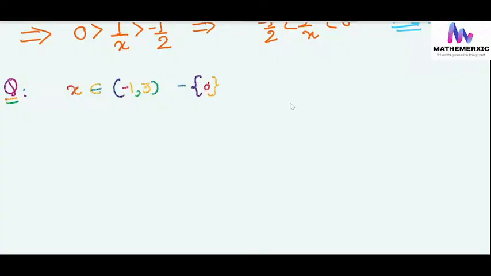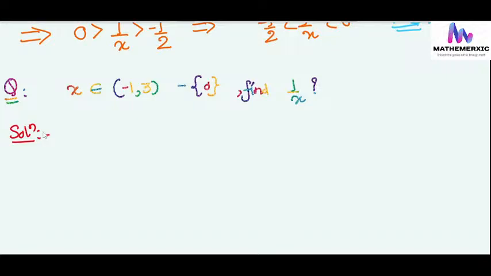So they need to find 1 by x. And the question is a bit different. x belongs to minus 1 comma 3 and x belongs to minus 1 comma 3.